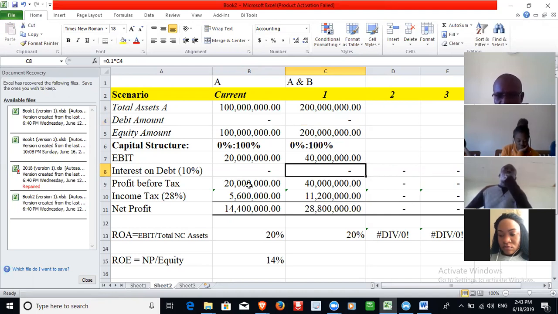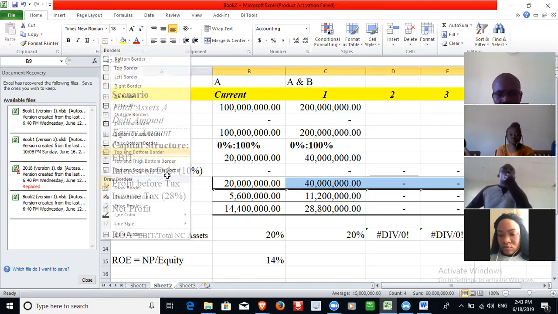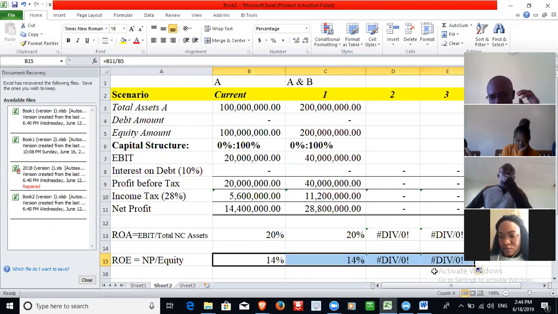Then our profit before tax will be how much? 40 million, right together. Then our income tax will be 11,200,000, which is 28% of what? 40 million. 28% of 40 million, you get 11.2. Therefore, our net profit is going to be what? 28.8. Right together.